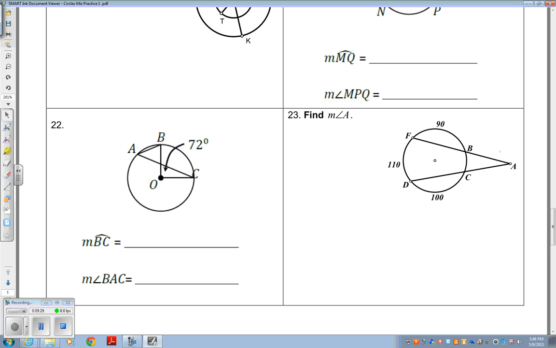But when you get to 22, you needed to watch the completion of your notes. It was posted on Remind as well, where it talks about the interior angle and the exterior angle, the last 2 boxes on your green sheet. Here we have an exterior angle. Okay, angle A is outside the circle. Whenever it's outside the circle, the exterior angle is equal to 1/2 the difference of the intercepted arcs.